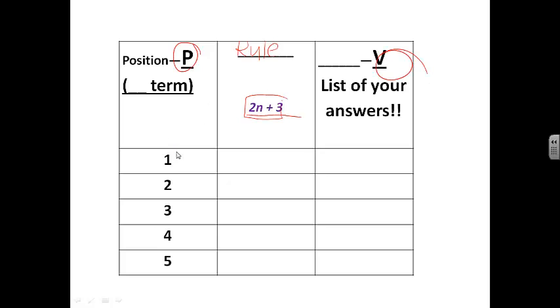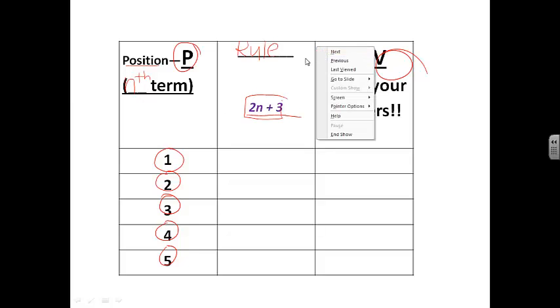Then we're going to go 1, 2, 3, 4, 5 over here. So every time it's going to be P, V, rule, 1, 2, 3, 4, 5. Now of course we're going to do a little bit of definition. Remember, position is called the nth term. And what do you think V stands for? We just did it in our vocab. Value. This is where our answers are going to be.